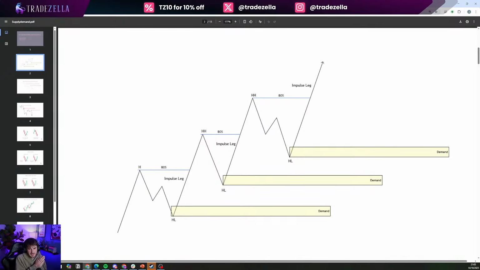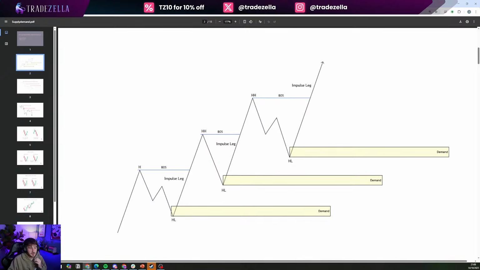Now, supply and demand in the sense that we're going to be covering today is going to be built around market structure. And before you can trade any setup with any kind of consistency, you have to understand market structure. Market structure is like the language of price. It tells you who's in control, where liquidity sits, and where the next move is likely to unfold. So every single chart, no matter the time frame, moves through a repeating sequence, higher highs and higher lows in an uptrend, or lower highs and lower lows in a downtrend. And the moment this sequence breaks, control shifts from one side of the market to the other.